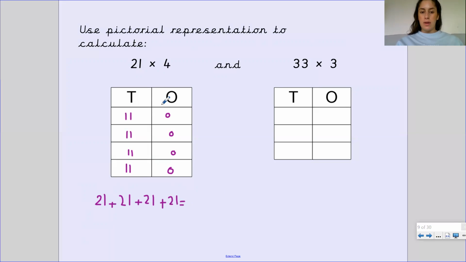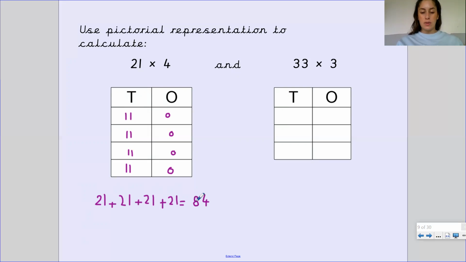So how many ones do we have? 1, 2, 3, 4. We've got 4 ones altogether, which I'm going to keep a little bit to the right so I give space for my 10s. And how many 10s do we have? 1, 2, 3. Well, I can count it in 2s because they are organized in 2s. 2, 4, 6, 8.